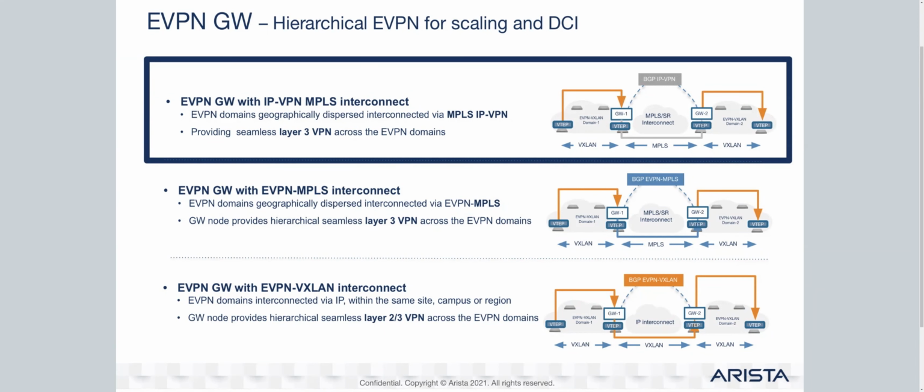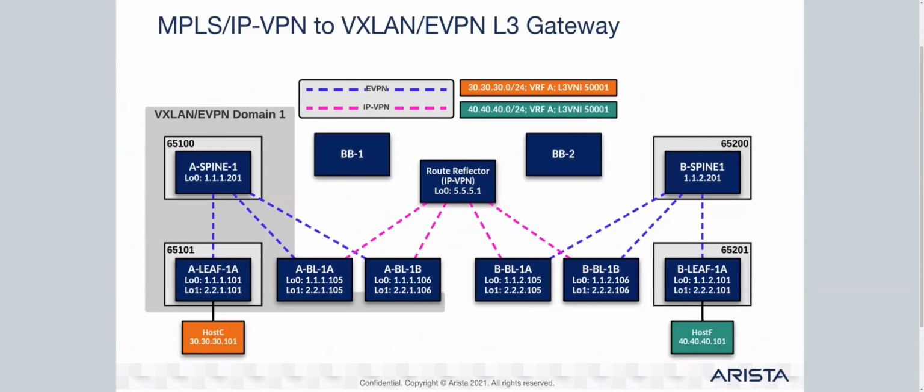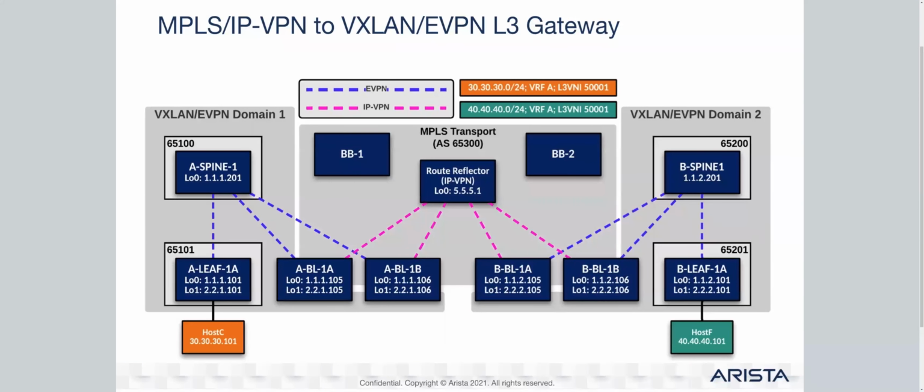So in this case, we have our MPLS interconnect between the two different fabrics. In our subset of the topology, we have VXLAN EVPN domain 1 in fabric A, and then we have VXLAN EVPN domain 2 in fabric B. These two fabrics are in different geographic locations, interconnected via an MPLS backbone and an IPVPN control plane.